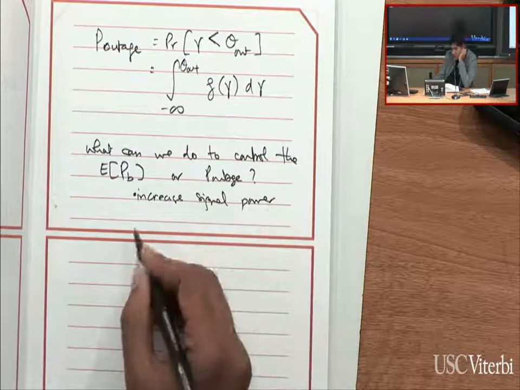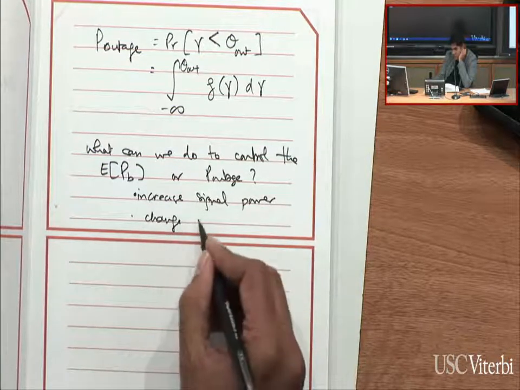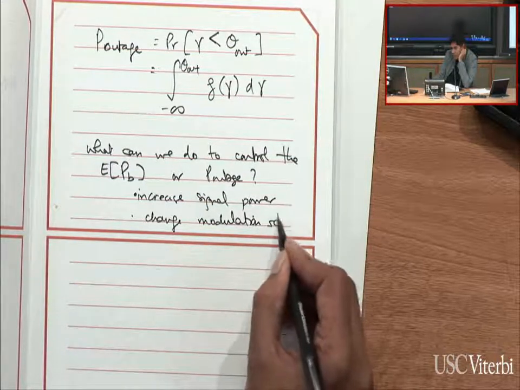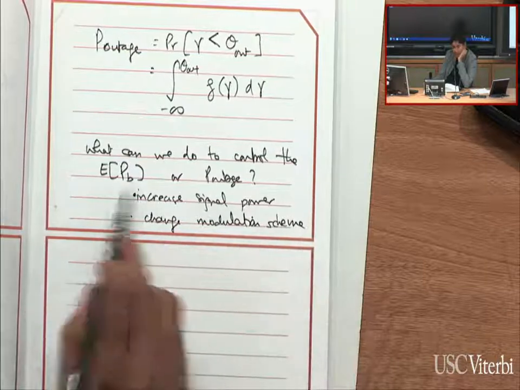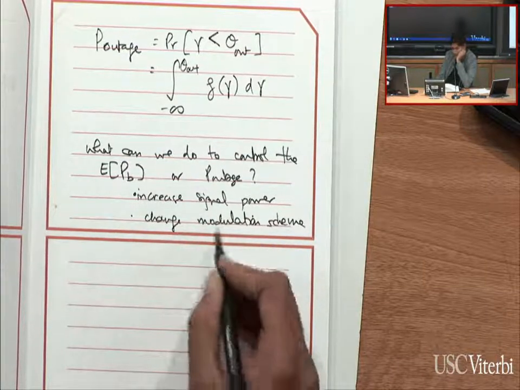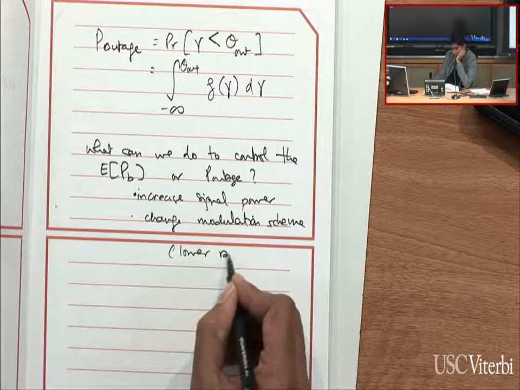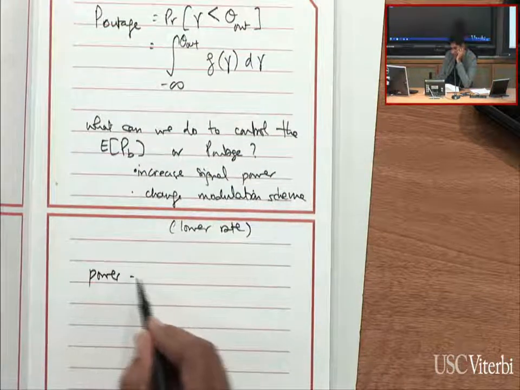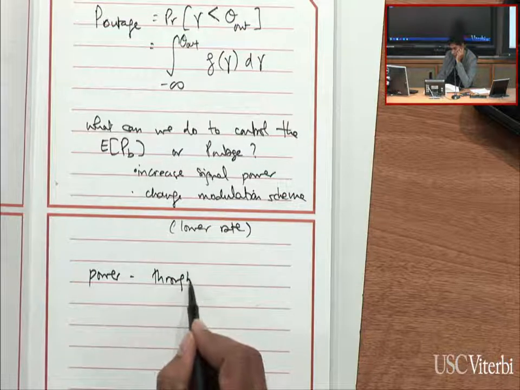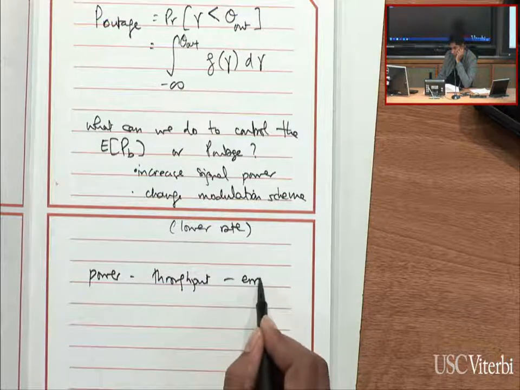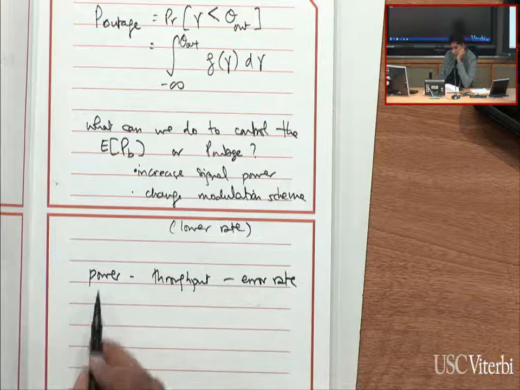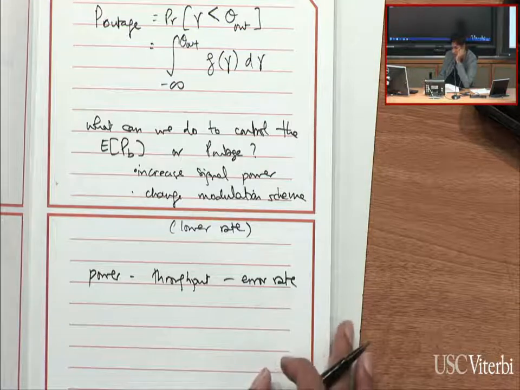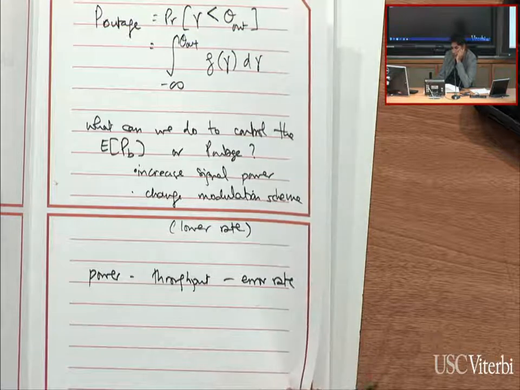We could change the modulation scheme. Intuitively, would you use a higher or lower modulation scheme if you want to improve these? Lower. Okay. And we've talked about this before, that there is this power, throughput, error rate trade-off. So basically, we can either increase the power or reduce the throughput if we want to control the error rate. That's really what we have under our control.